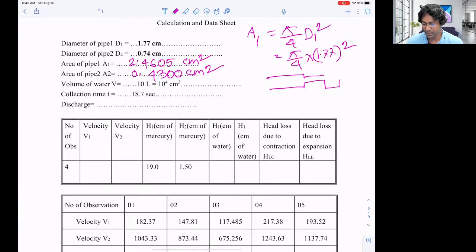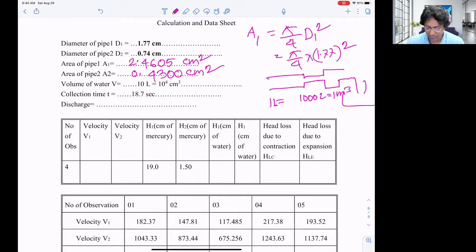And the total volume of water, when water is flowing, whether it is contraction or expansion, so what is actually happening? We're collecting the water in a tank, and the total volume was 10 liter when we started the experiment and when we stopped it. So we know the relationship between liter and the meter, right? Because you know that 1000 liter is equal to 1 meter cube.